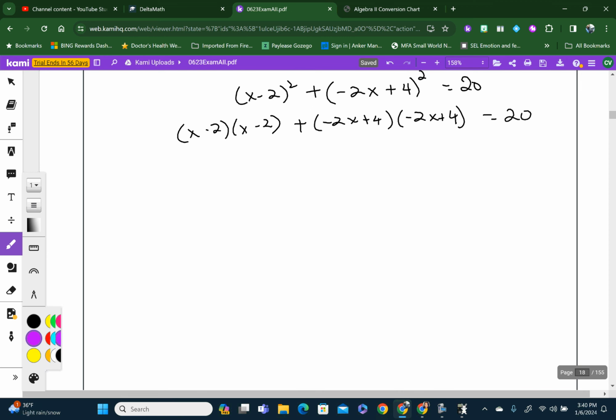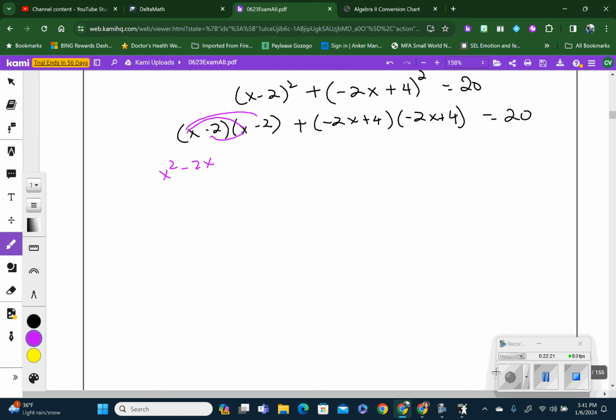Let's do this. So x times x, x squared. X times negative 2 is negative 2x. I do the same thing with the negative 2 times x is negative 2x. Negative 2 times negative 2 is positive 4. Okay, I'm going to do the same thing over here. Negative 2x times negative 2x is positive 4x squared. Negative 2x times 4 is negative 8x. 4 times negative 2x is another negative 8x. And 4 times 4 is 16. Okay. All right. And then I set this whole thing equal to 20.